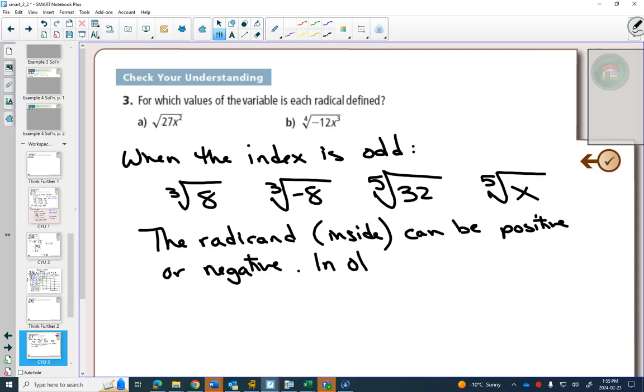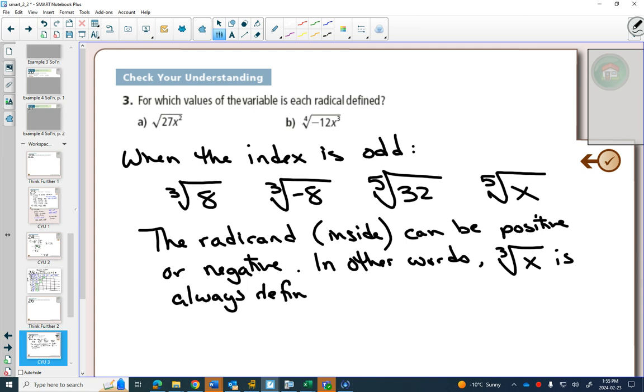In other words, something like the cube root of x, we would say, is always defined. And in mathematics, when we say something is defined, it sort of means it's always possible. So maybe I put in brackets here, possible. Because this question right now is asking for which values of the variable is it defined? When is it possible? When is it not possible?